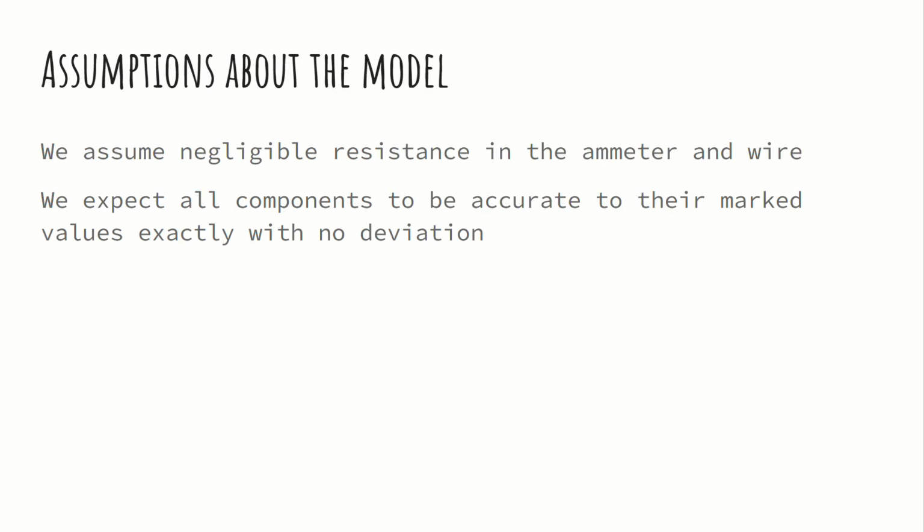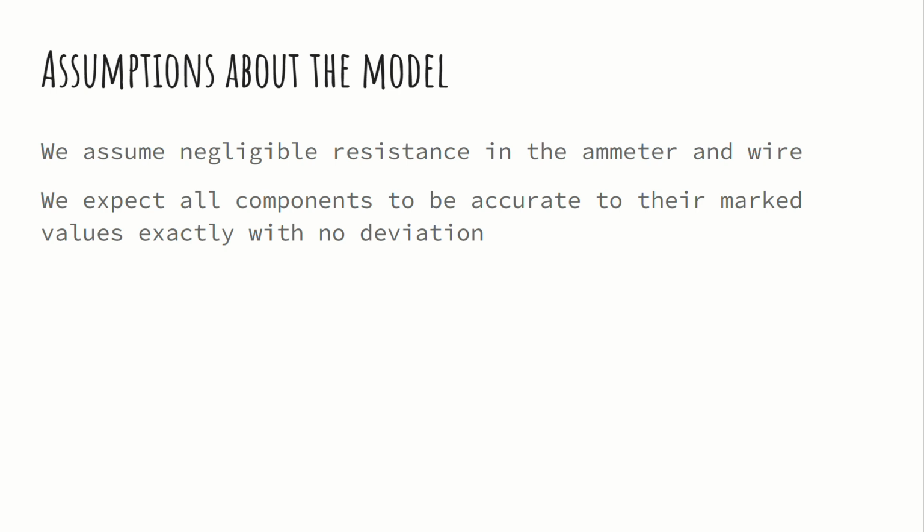Some basic assumptions about the model, not too many. We're assuming that there's negligible resistance in the ammeter and the voltmeter, because we use multimeters to record both voltage and current. So we're assuming negligible resistance in that, although that's probably not the case, honestly. There's probably some level of variance, but we can't really predict for that. We don't know how much that is, so we're just assuming negligible resistance in our model, in our prediction.